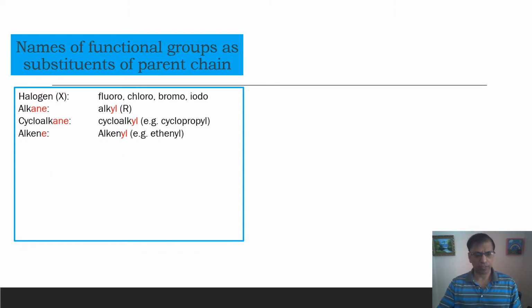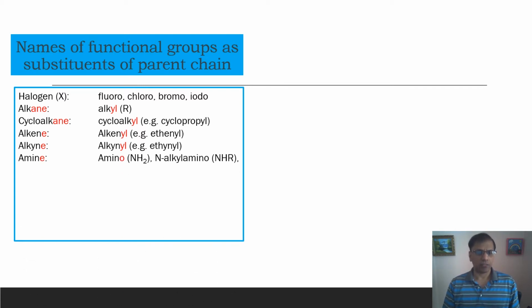Then you can have a double bond as a substituent, and if a double bond is a substituent, it's considered to be alkenyl. Example will be ethenyl. And if a triple bond is a substituent, then it will be alkynyl. Example will be ethynyl, from acetylene. And then you have amino groups, NH2, or it can be NHR. So these are the amino groups that will be the substituents.